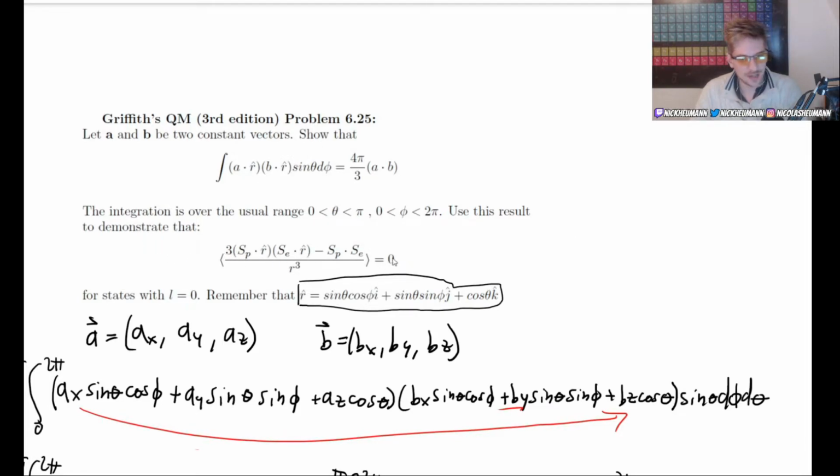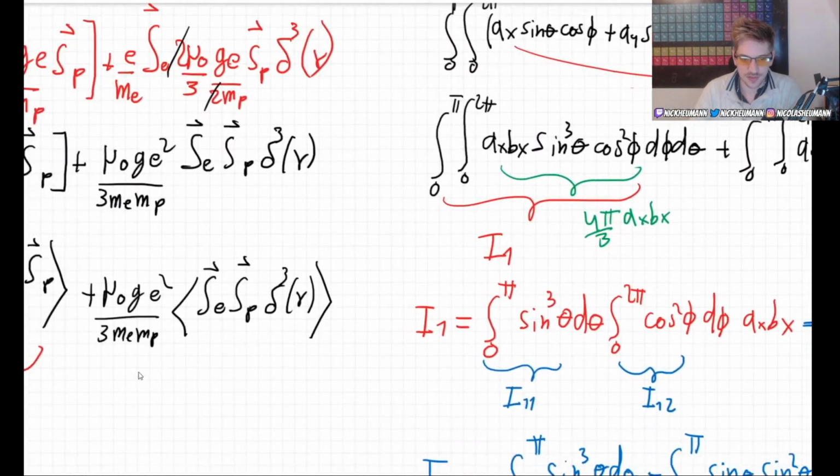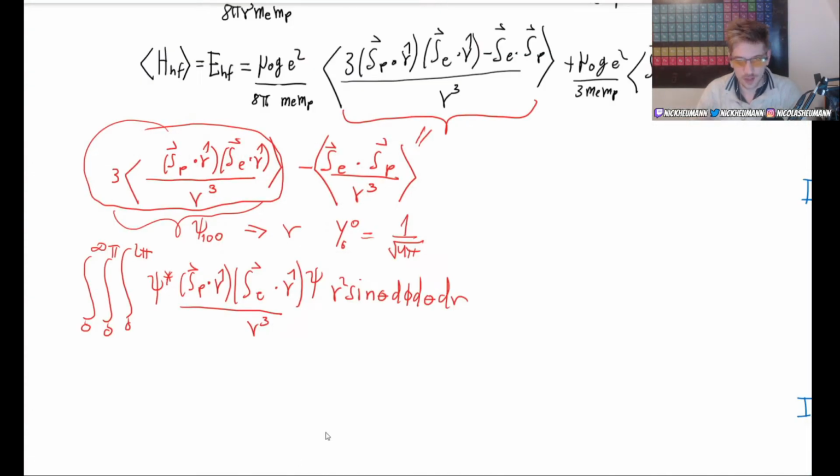We are going now back to the hyperfine case, and we want to show that this expression that we found previously is going to be 0. So let's go do that. Okay, so let's now go back to the expression that we had before.